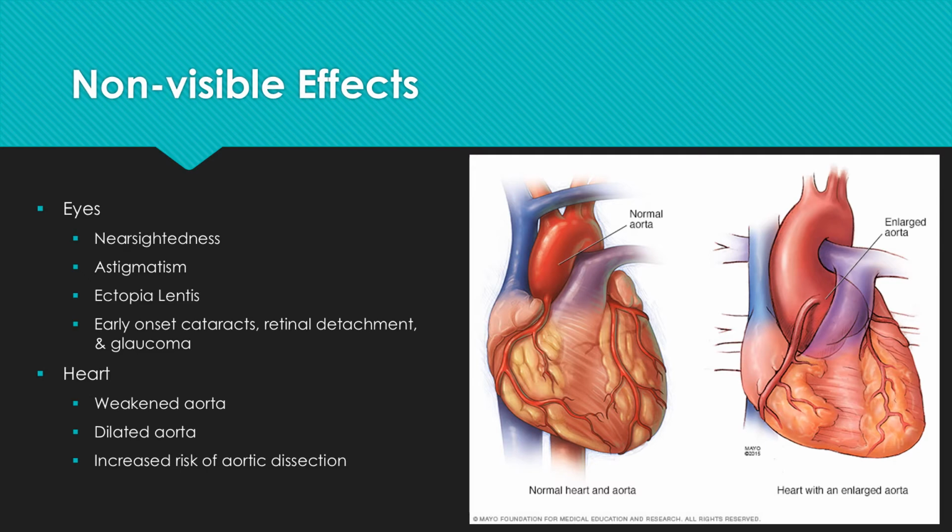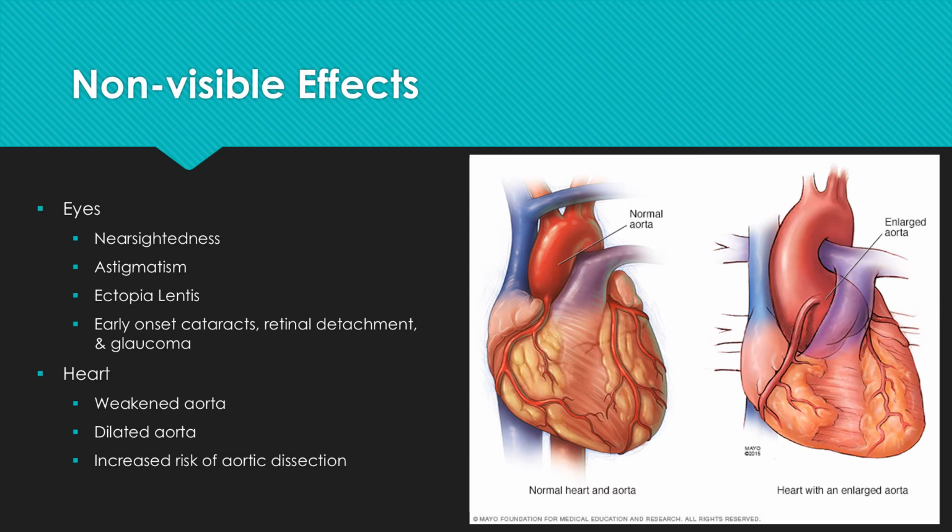Due to the increased protein in the connective fibers of the eye, this person may present with nearsightedness, meaning you can easily see objects up close but not far away. Astigmatism, which is an imperfection of the curvature of the eye that affects sight. Ectopia lentis, which affects more than half of people with Marfan syndrome. This occurs when the lens of the eye, which directs light rays into the retina, becomes dislodged, resulting in worsening of visual acuity. Other risks for the eyes include early onset cataracts, retinal detachment, and glaucoma.